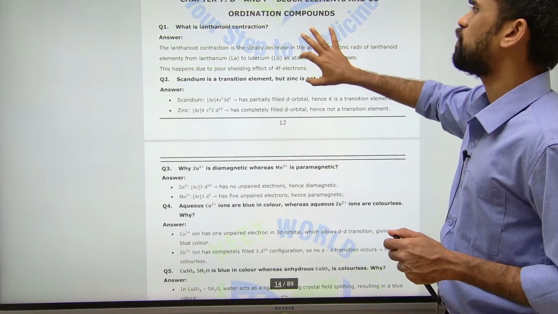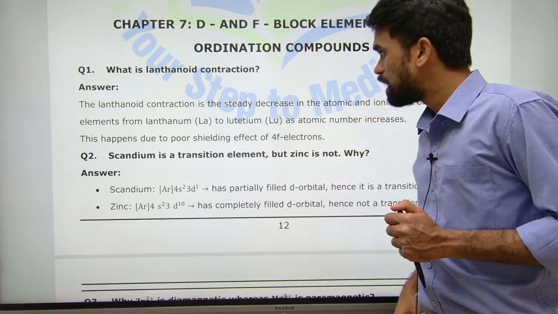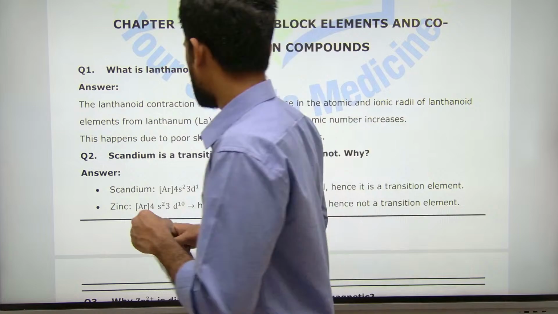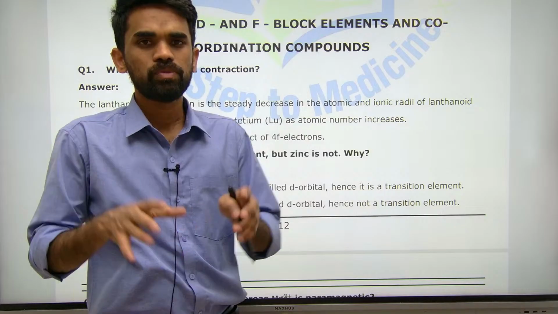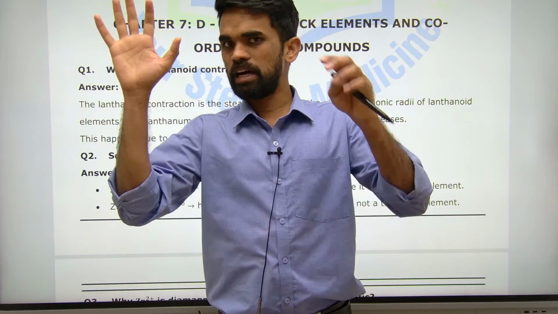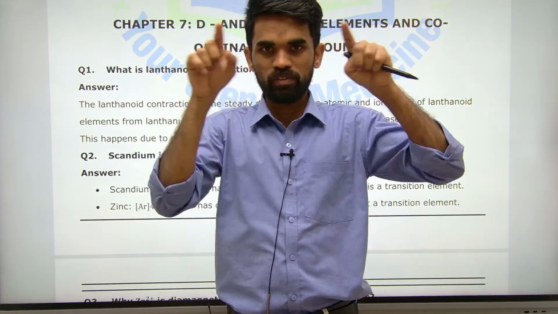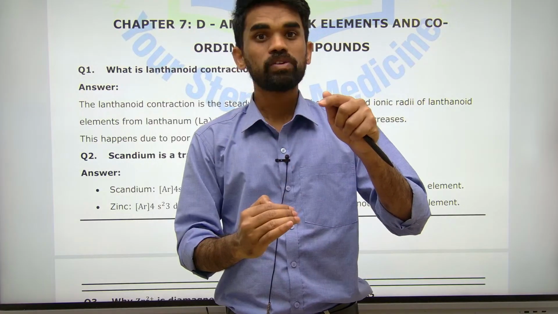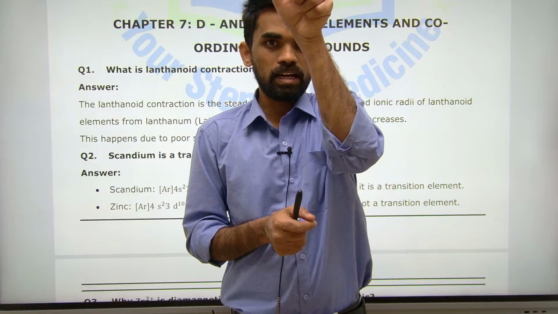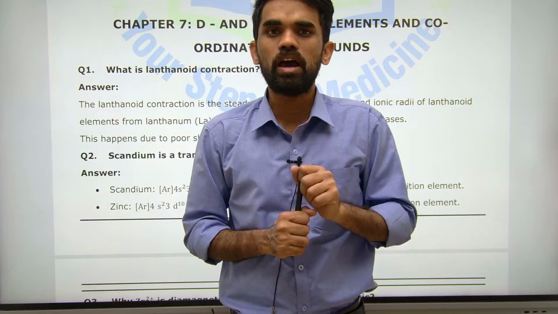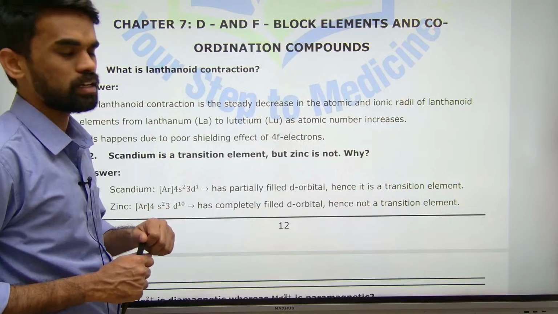So the first question from D and F block elements says: what is lanthanide contraction? How can we explain this? If you look at the periodic table, it has different blocks: S block on this side, P block on this side, and in between the D block, and at the bottom of the table we have the F block. Actually this F block element should lie in between the D block, but it is placed at the bottom of the periodic table right now. So what is the reason?